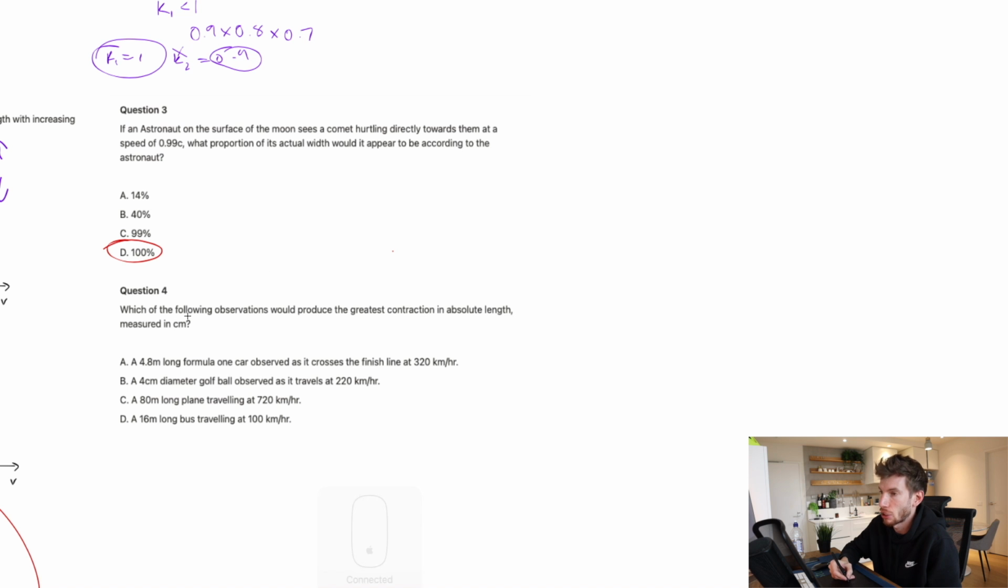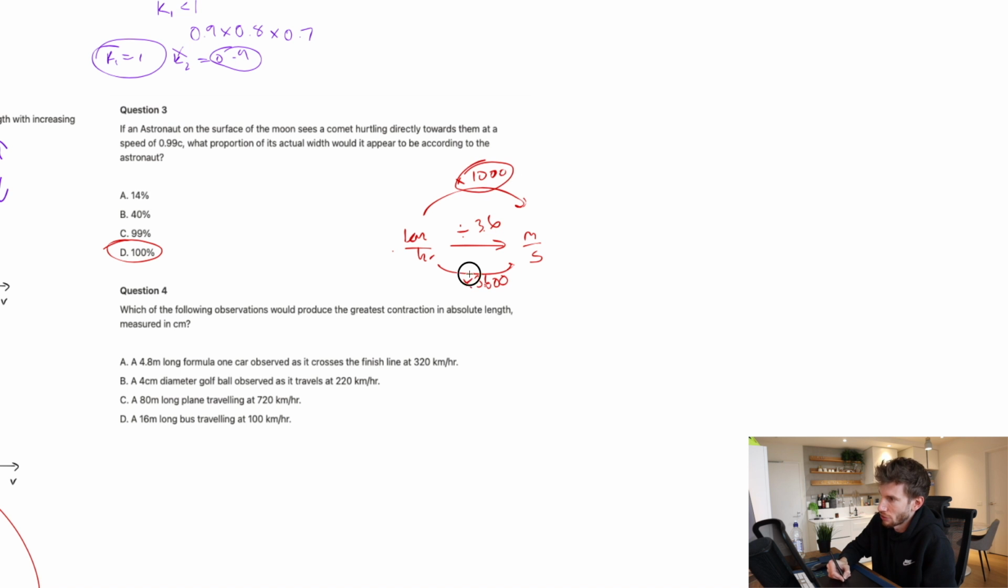And then question 4, which of the following observations would produce the greatest contraction in absolute length measured in centimeters? So we've got all these different objects of different lengths traveling at different velocities, and notice they're all in non-standard units, kilometers per hour. There's a good trick, if ever you need to convert kilometers per hour into meters per second, you basically just divide it by 3.6. The reason for that is because you turn kilometers into meters by multiplying by 1,000. You turn hours into seconds by multiplying by 3,600.